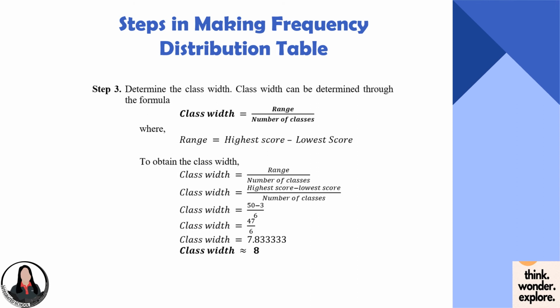Next, step 3, determine the class width. We will use the formula: class width equals range over number of classes. The range is obtained by getting the difference of the highest score and the lowest score. Our highest score earlier is 50, and the lowest score is 3. So the range is 50 minus 3, that's 47. The number of classes we got earlier is 6. So 47 divided by 6 is 7.8333. Approximately, our class width is 8.